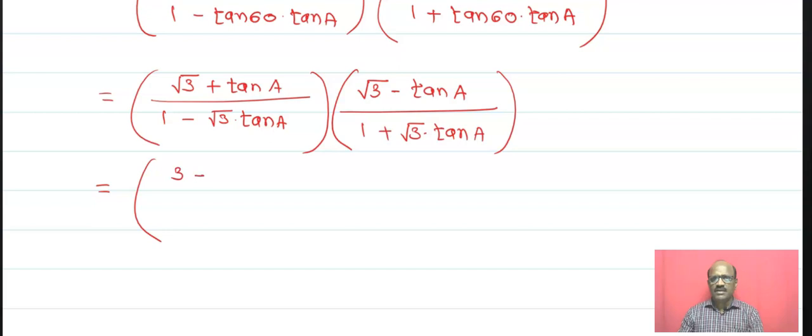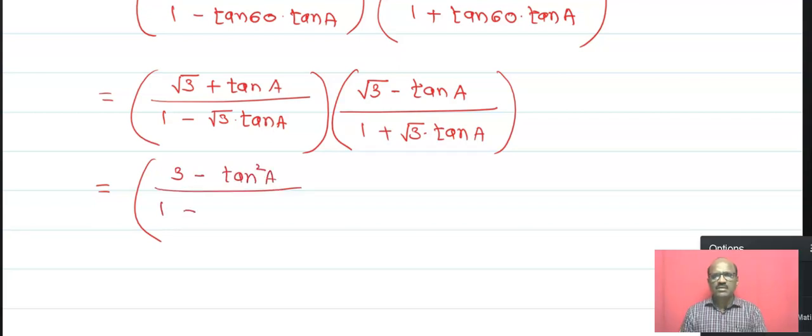Therefore, in the numerator, root 3 plus tan a and root 3 minus tan a is a square minus b square, so it becomes 3 minus tan square a. And in the denominator, 1 minus root 3 tan a into 1 plus root 3 tan a becomes 1 minus 3 tan square a. Now see this here.